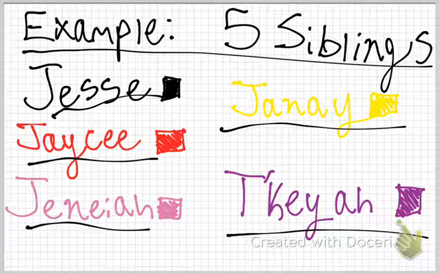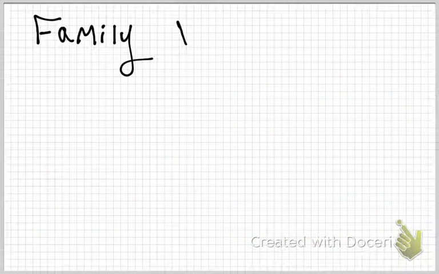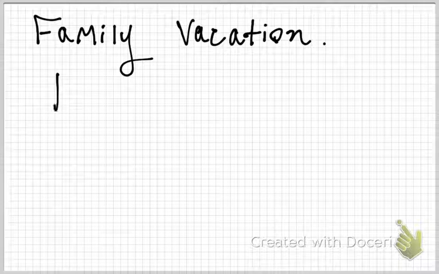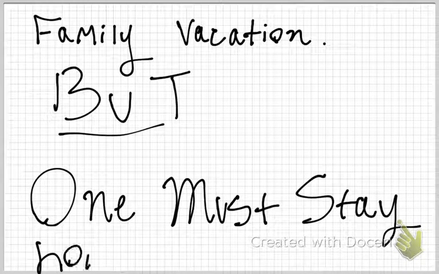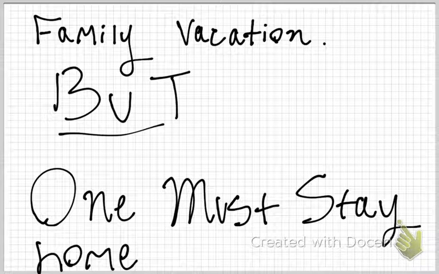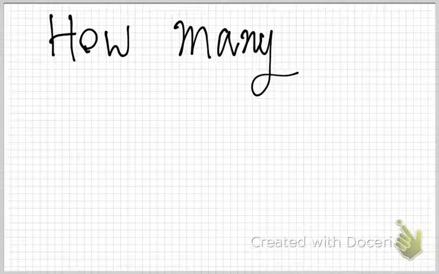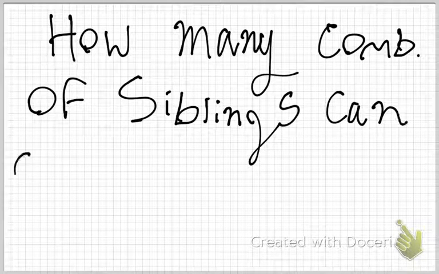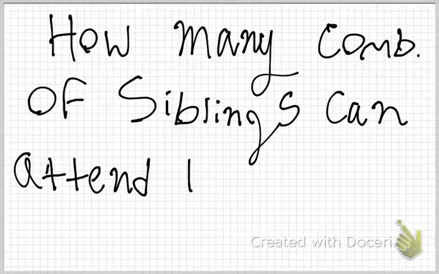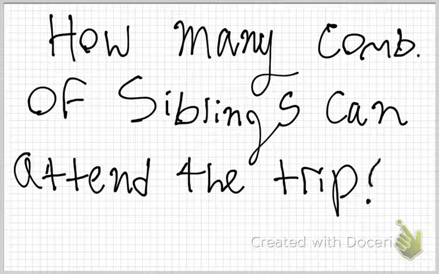All right, so 5 siblings. This is the dilemma that we are faced with. We have a family vacation, but one must stay home. One of us has to stay home to watch the dogs or something like that. Feed the fishes. We don't have fishes, but just an example. So, how many combinations of siblings can attend the family trip?